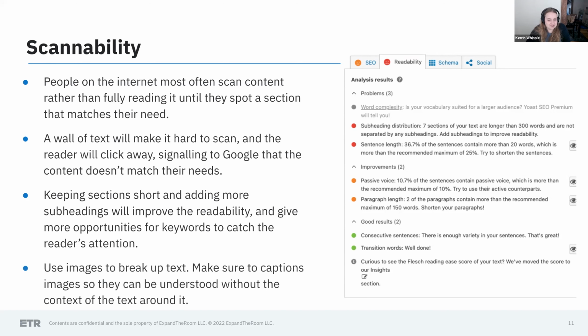Also use images to break up text, and make sure there are captions on the images. If someone is scrolling and needs the context of the surrounding paragraph to understand the image, they might miss that, so just add a caption to make it easy to scan. These are human things that keep people on the page longer, which in turn tells Google and Googlebot this is valuable. They clicked this link after searching for this and they stayed on the page. This is a good search result.